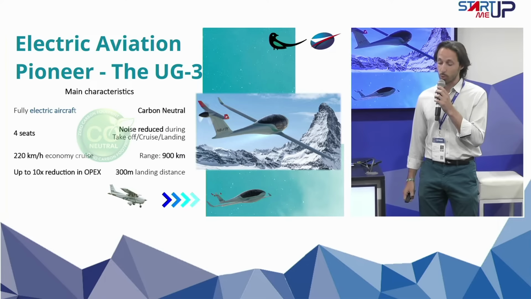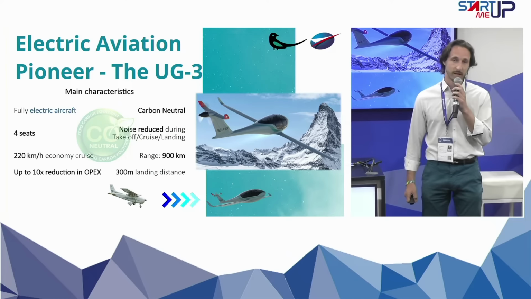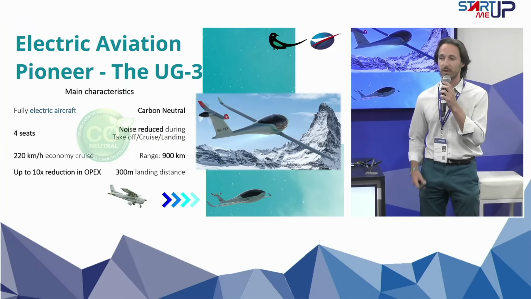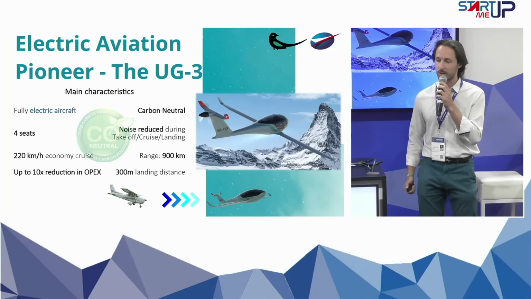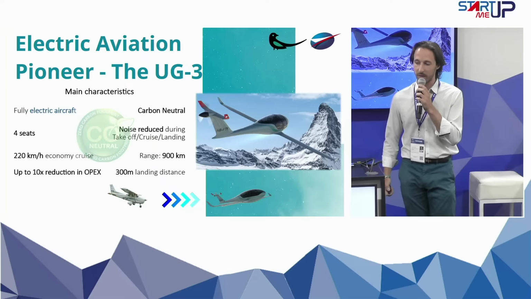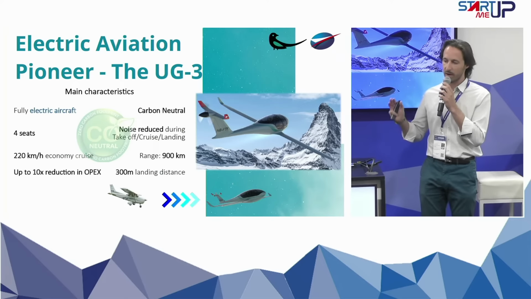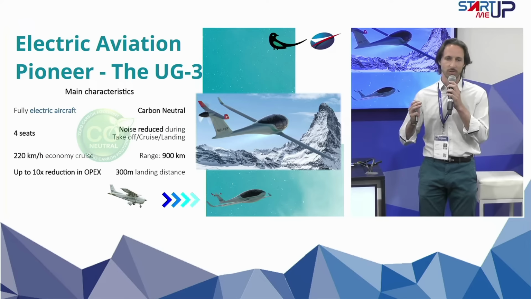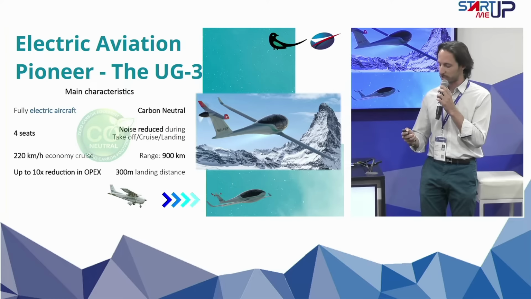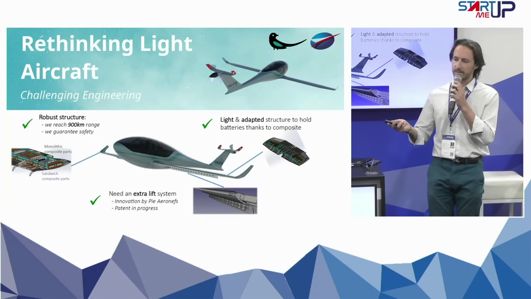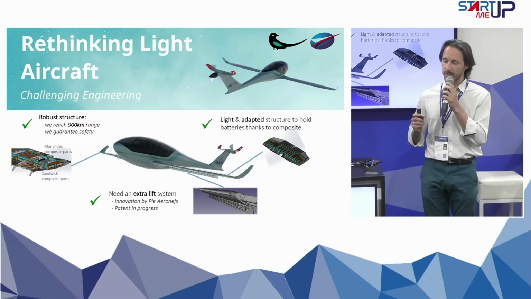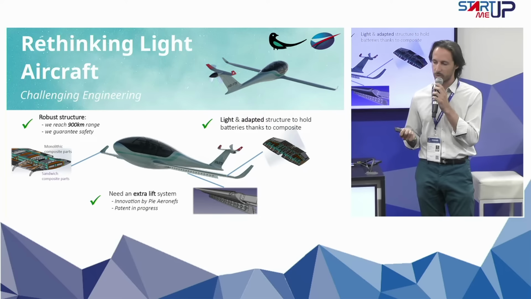This is a total revolution. We have seen in this exhibition a lot of eVTOLs, a lot of electric aircraft, and all these companies are doing a very good job. Here, we have a new approach, because with this 900 kilometers range, we have a totally new vision of aircraft today. It's rethinking the aircraft that allows us to go up to 900 kilometers.